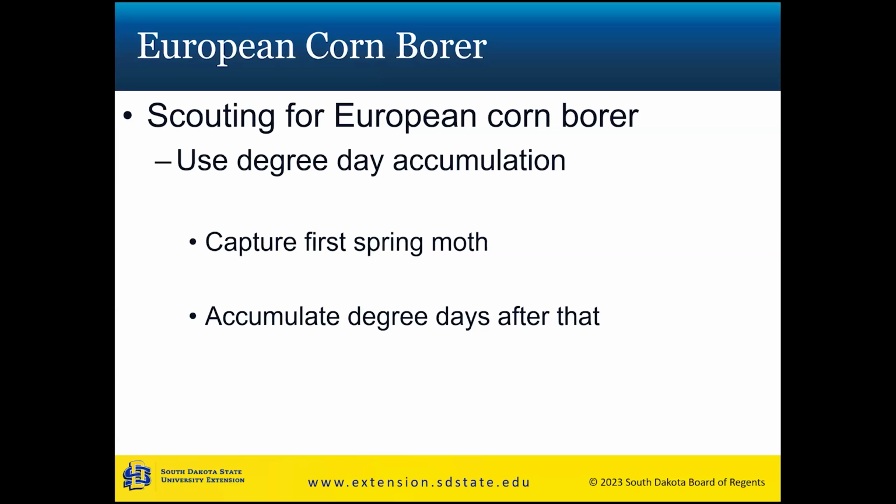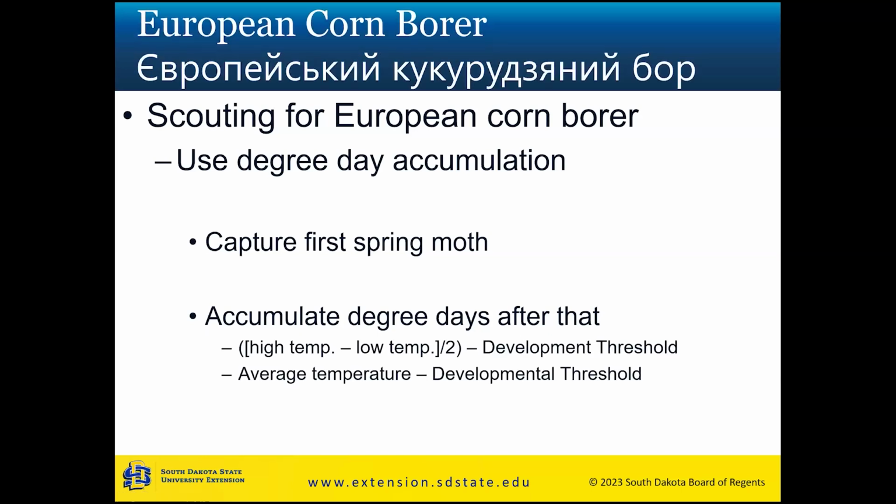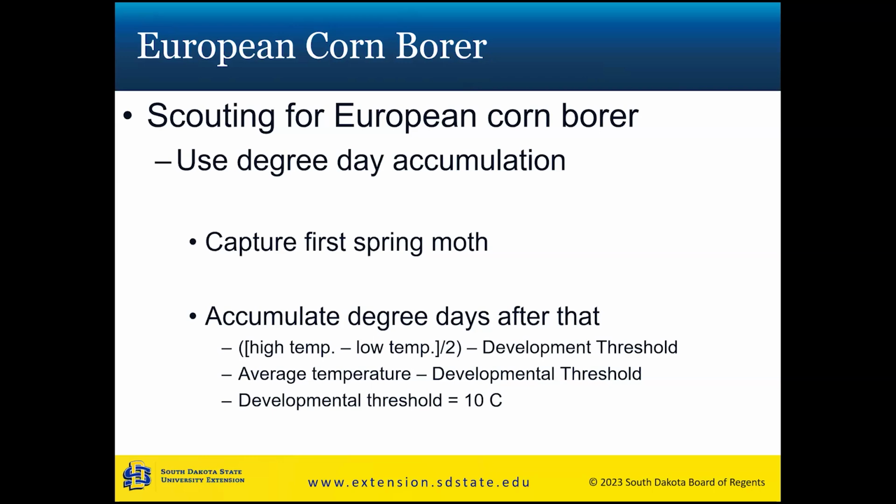And then eventually, once they're in the whorl, they just start feeding their way down and into the stalk, and eventually they can cause stalk weakness and also cause some yield losses. So how do we scout for these? Well, there's again a couple different things we can do. One is to use degree day accumulations. We wait until we either capture the first spring moth, or we can use a fixed date of January 1. We accumulate the degree days, and then we figure out how many degree days we have there.